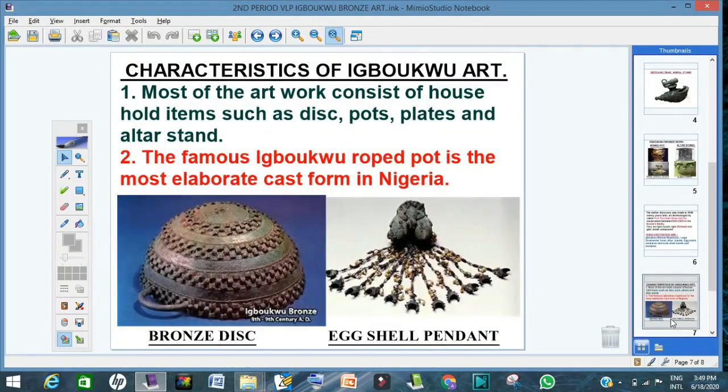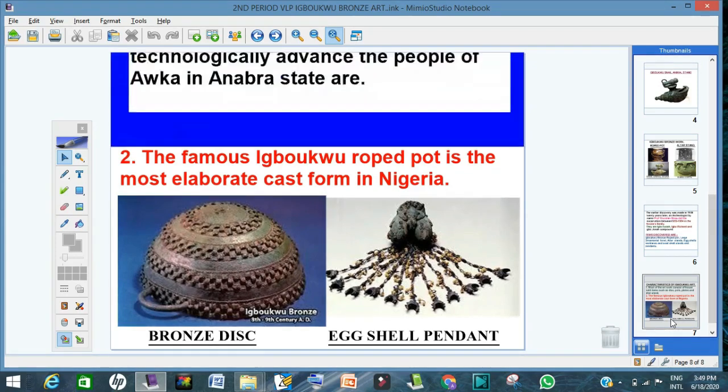What are the characteristics? When you look at Igboukwu bronze art, most of these works are mainly household items like pots, plates, altar stands. All these are things people use in their various houses, and they are produced in bronze work. I hope we are getting along. Now, they have the famous Igboukwu roped pot, which is very peculiar to Igboukwu art. And then you have the disc, and there are many others.